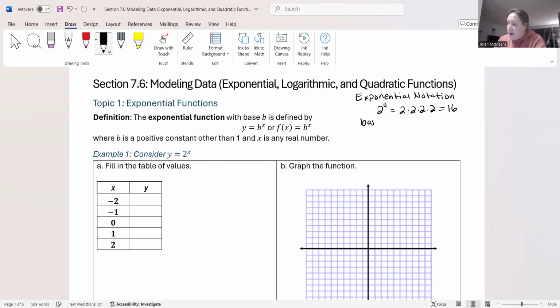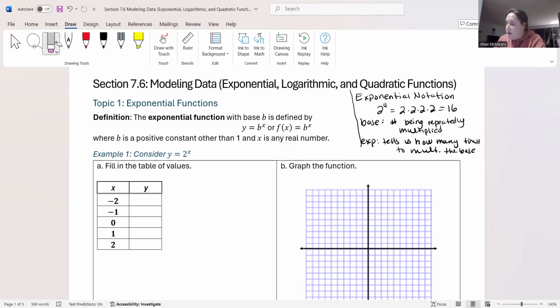Now we have two definitions here. One, the exponent, the second, the base. The base is the number being repeatedly multiplied. And then the exponent tells us how many times to multiply the base. All right, so that's just a really quick, super quick reminder of what exponential notation is, because it goes hand in hand with this idea of an exponential function. Okay? So there you have it.